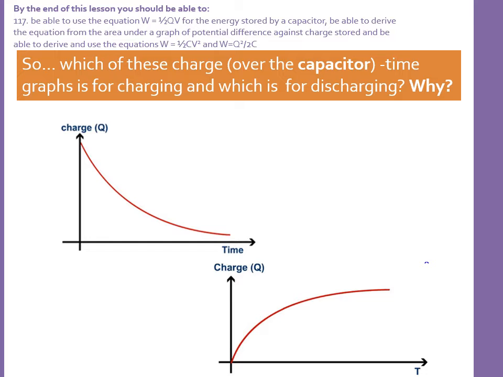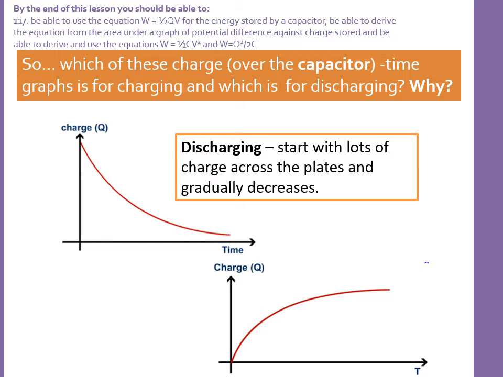So we have seen the current time graph and the voltage time graph. Now this is a charge versus time graph. So what do you think? Which one will be for the charging circuit and which graph will be for the discharging circuit? So pause your video, think about your answer. Well done if you get the correct answer.